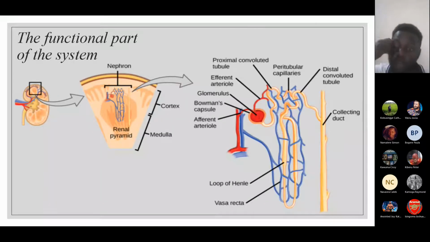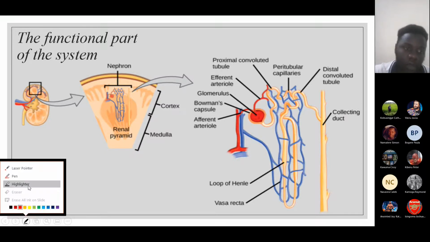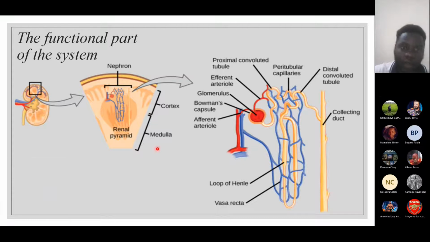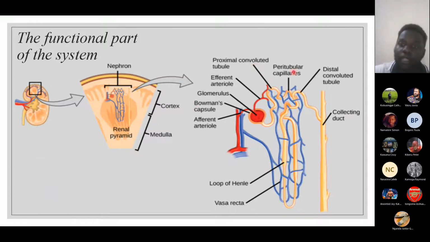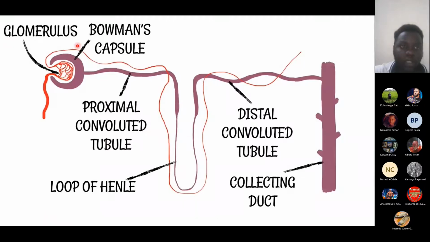Then we talk about the functional part of the kidney. Not every part of the kidney does filtration. The part of the kidney that does filtration is the nephron, and that is the functional unit of the kidney. The nephron is what carries out excretion in the kidney. So these are the parts of the nephron. I have a simplified one here. We have the glomerulus, the Bowman's capsule.